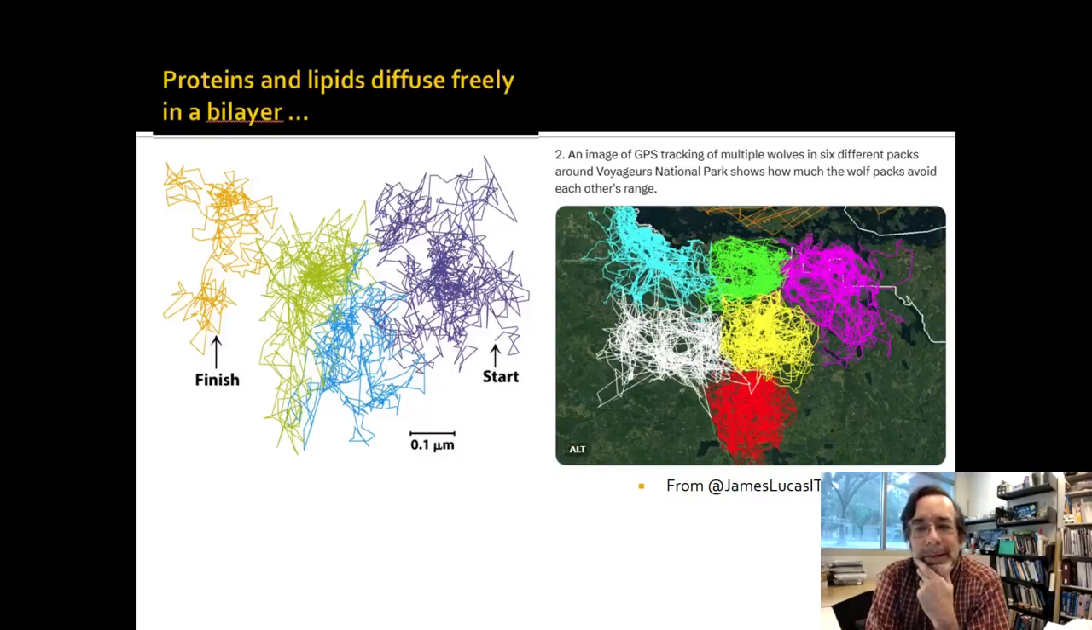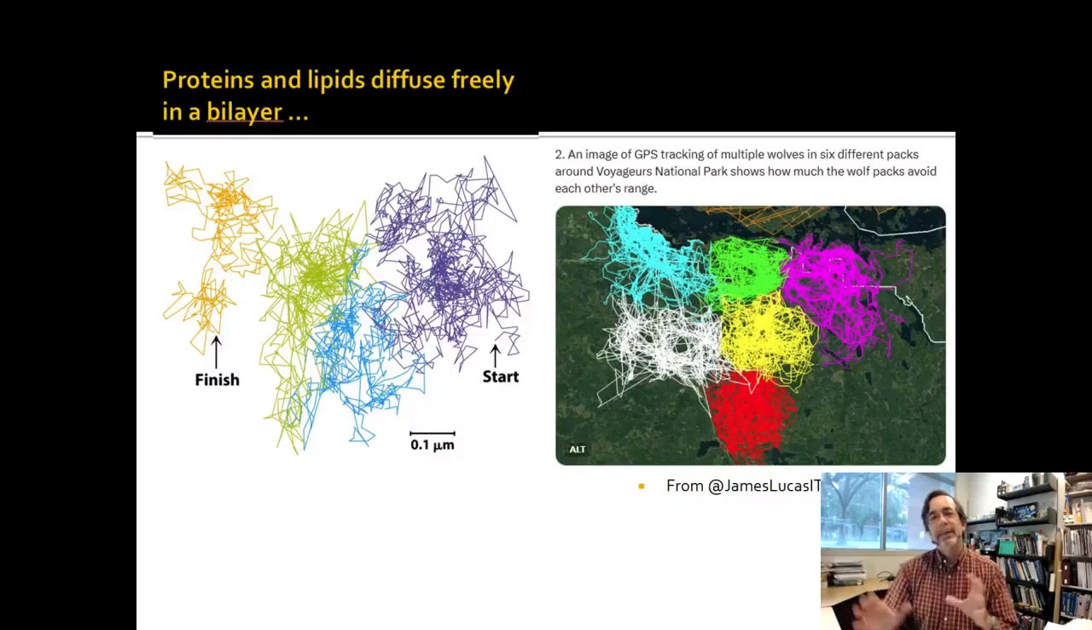This is GPS tracking of 6 different wolves in Voyageur National Park. I think that's Canadian. If you know where it is, let me know. But there's a national park. They had some wolves, they put GPS collars on them. There were 6 wolves, and look at how those wolves each stay in their own area.